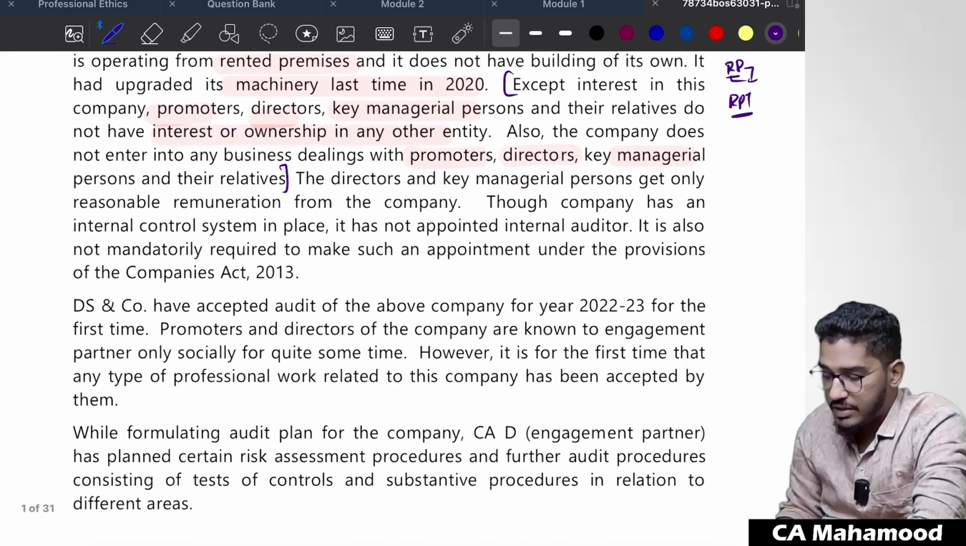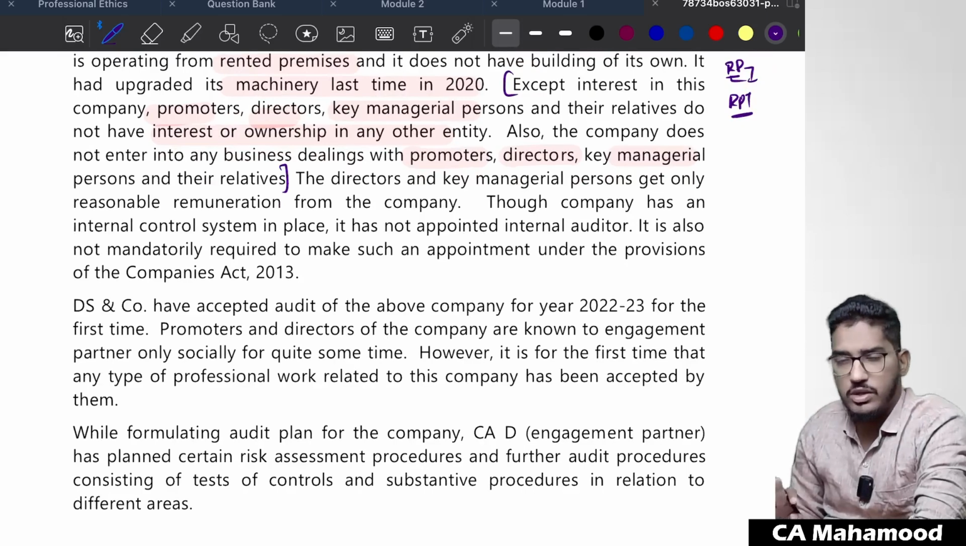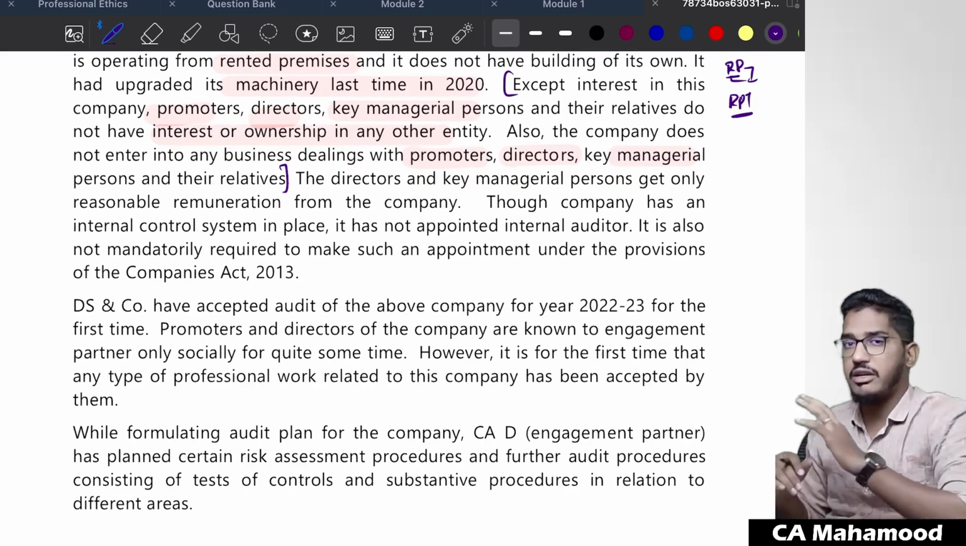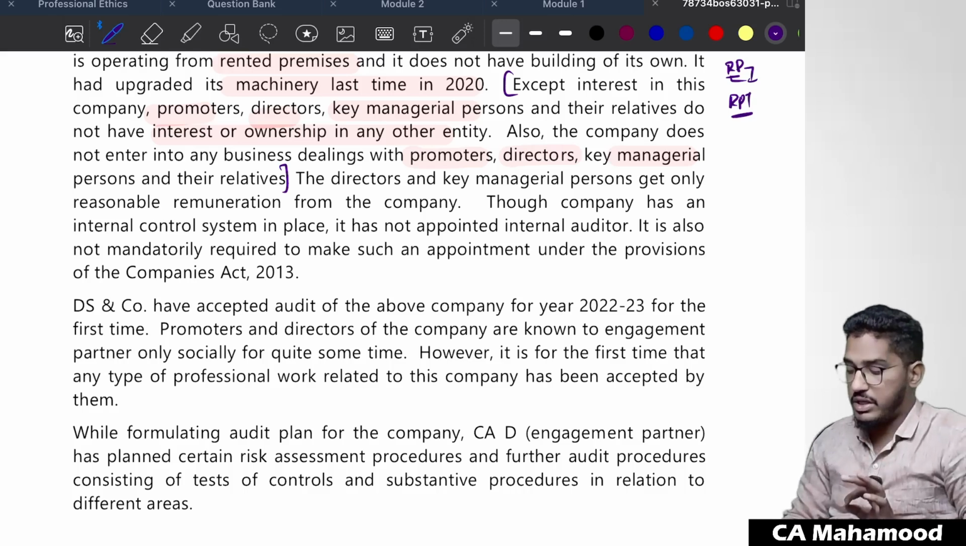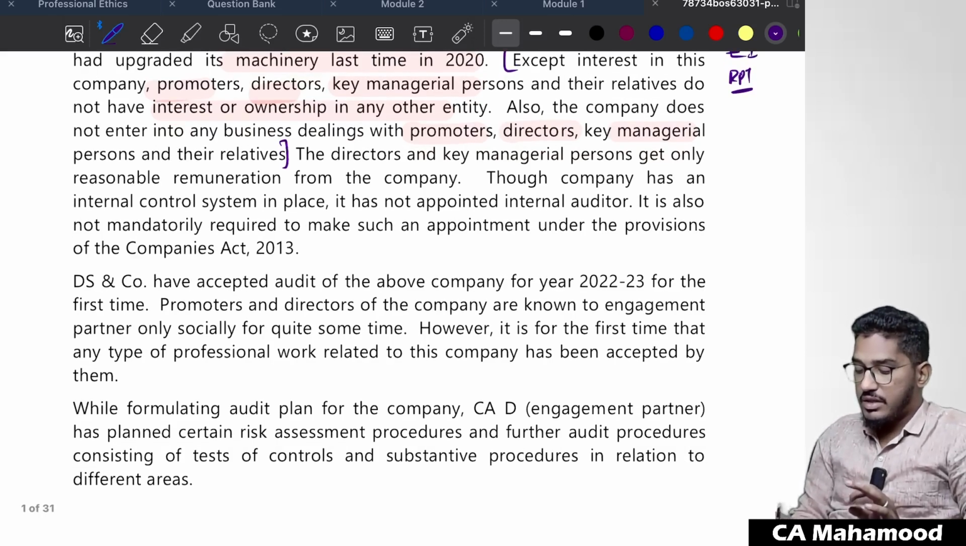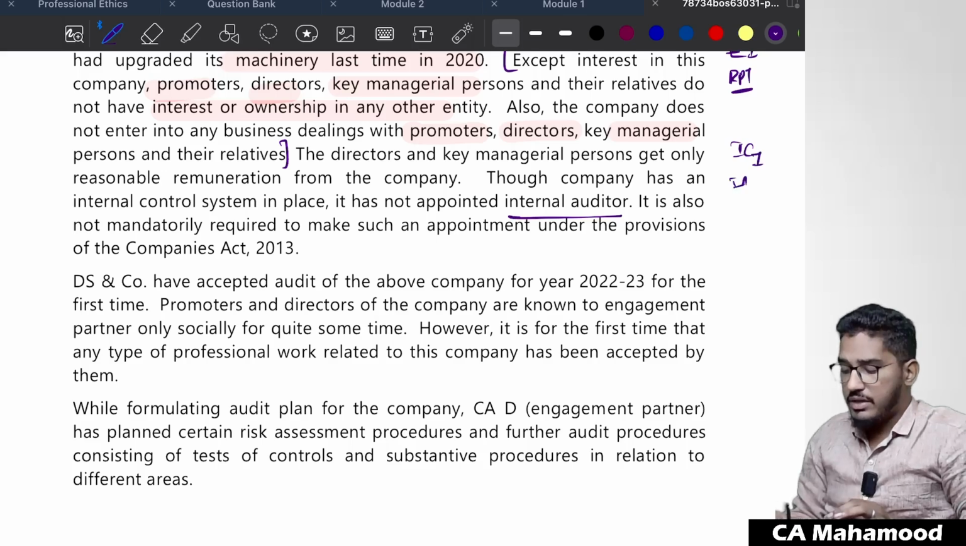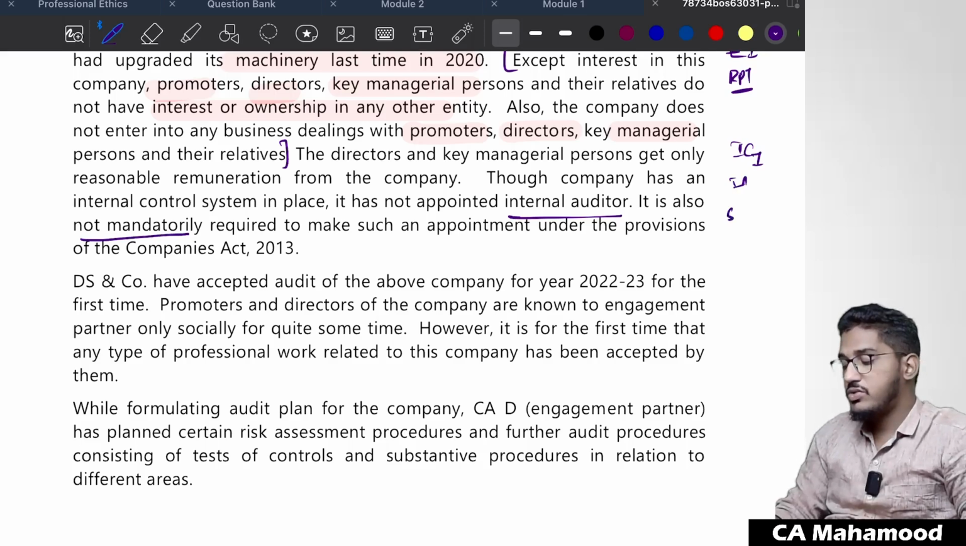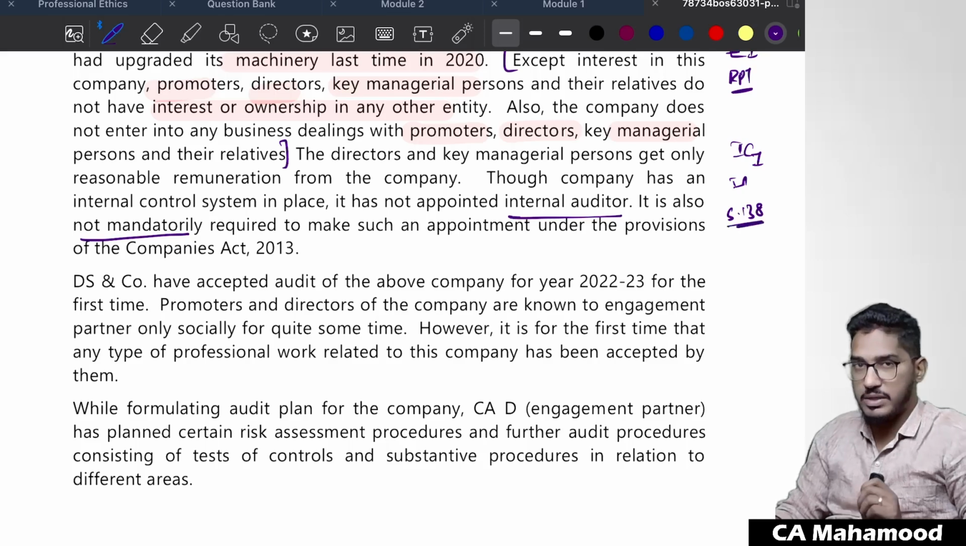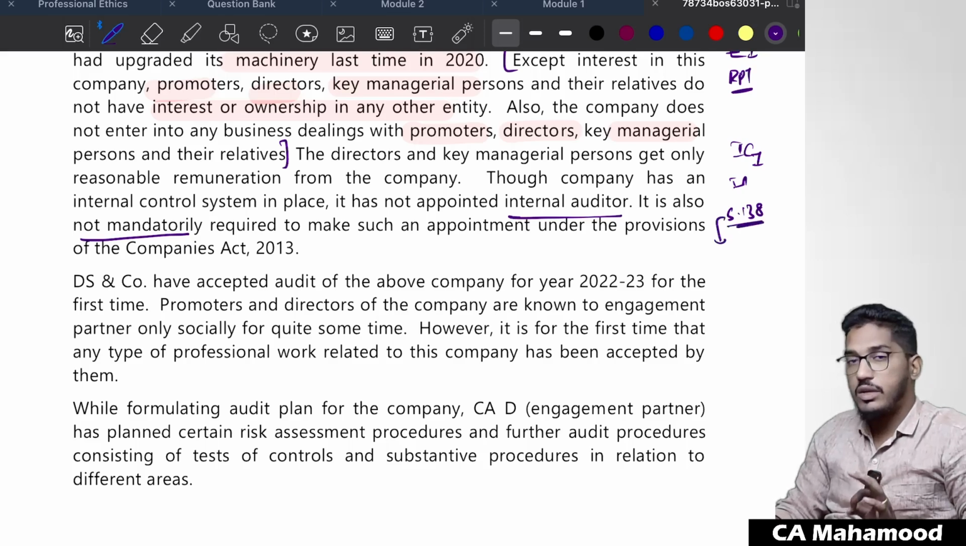The directors and key managerial persons get only reasonable remuneration. They're not getting any higher amount of remuneration. Though the company has an internal control system in place, it has not appointed an internal auditor. And it is also not mandatorily required to make such an appointment under the provisions of the Companies Act. That means this company is not even covered under Section 138 of the Companies Act. Section 138 talks about which kind of companies are required to mandatorily appoint an internal auditor. So the company is not even covered under Section 138, and that's why they did not appoint an internal auditor.